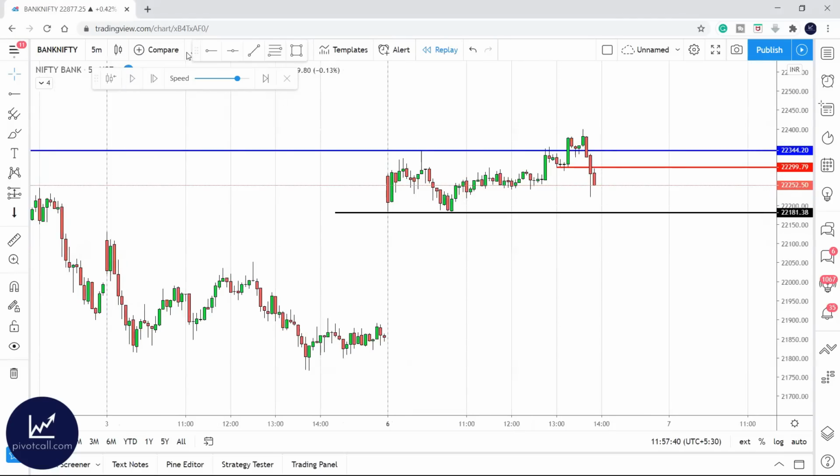The breakout failed. And what is this? Fake out. Fake out means the breakout doesn't work and it reverses. In the earlier chart, if you remember, I said it was not a fake out until price broke the breakout candle low, right? So that was not a candle to short. It was not a fake out.